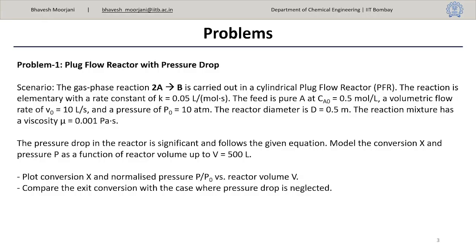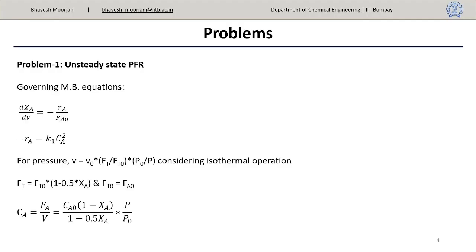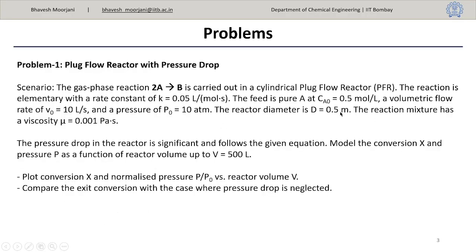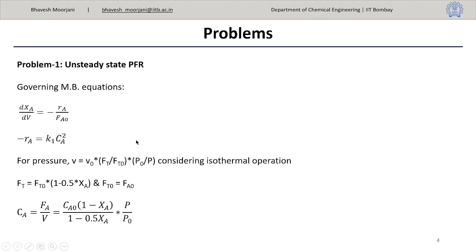Now it's a plug flow reactor. So if you recall your reaction engineering fundamentals and try to model the plug flow reactor, this is how it goes. The governing mass balance equation, you write it in this form, where the differential of your conversion with respect to volume is given as minus RA by FA0. Here, rate of reaction is K times Ca square. K value is provided to us, right? It's 0.05 liter per mole second.